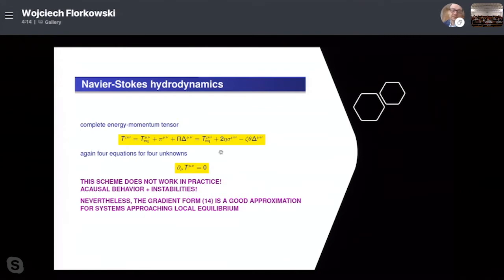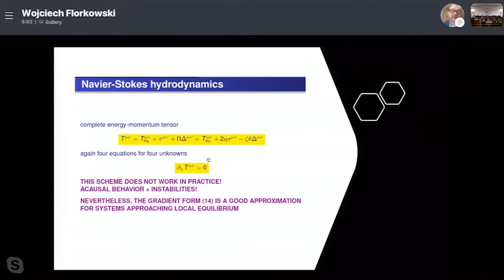So now, using the arguments about the entropy increase, if we require the entropy increase, then we relate the shear stress tensor with the gradients of the flow. We relate pi mu nu with the tensor sigma mu nu, and the connection is via the shear viscosity coefficient eta, which has to be positive to have entropy production positive. And also, the bulk viscosity is related with the gradient of the flow, exactly with the expansion tensor theta, which is d_mu u^mu. The connection is linear through the bulk viscosity coefficient zeta.